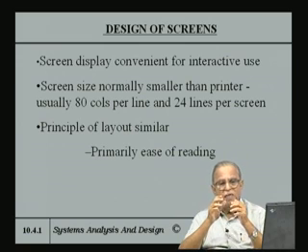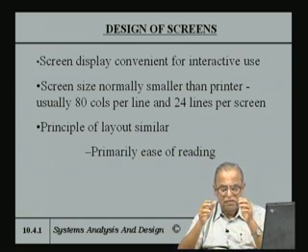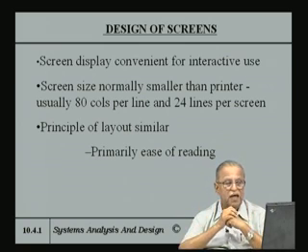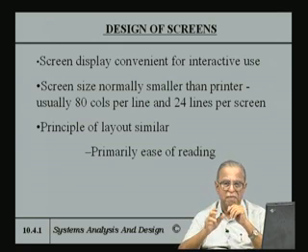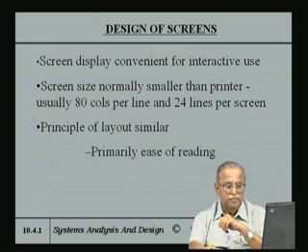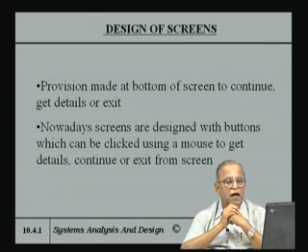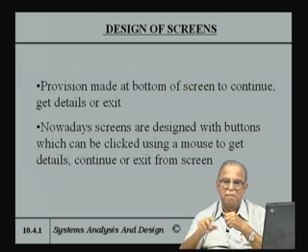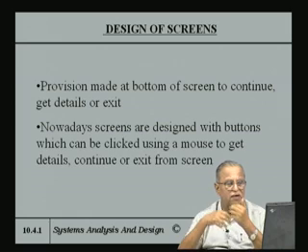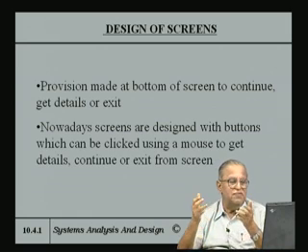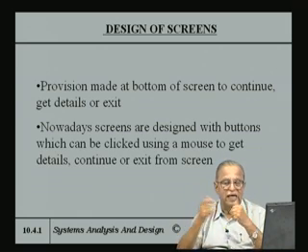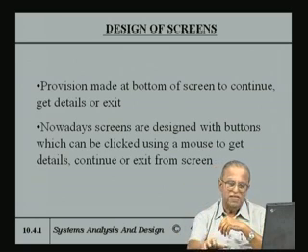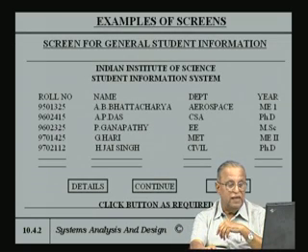Screen size is normally smaller, something like 80 columns and 24 lines per screen. Principles of layout are similar. That is, ease of reading is extremely important. Provision should be made at the bottom of the screen to continue. So there should be some button which you click to continue. Nowadays screens are using buttons which can be clicked using a mouse to get details and also exit from the screen. Exit, continue are normally at the end.